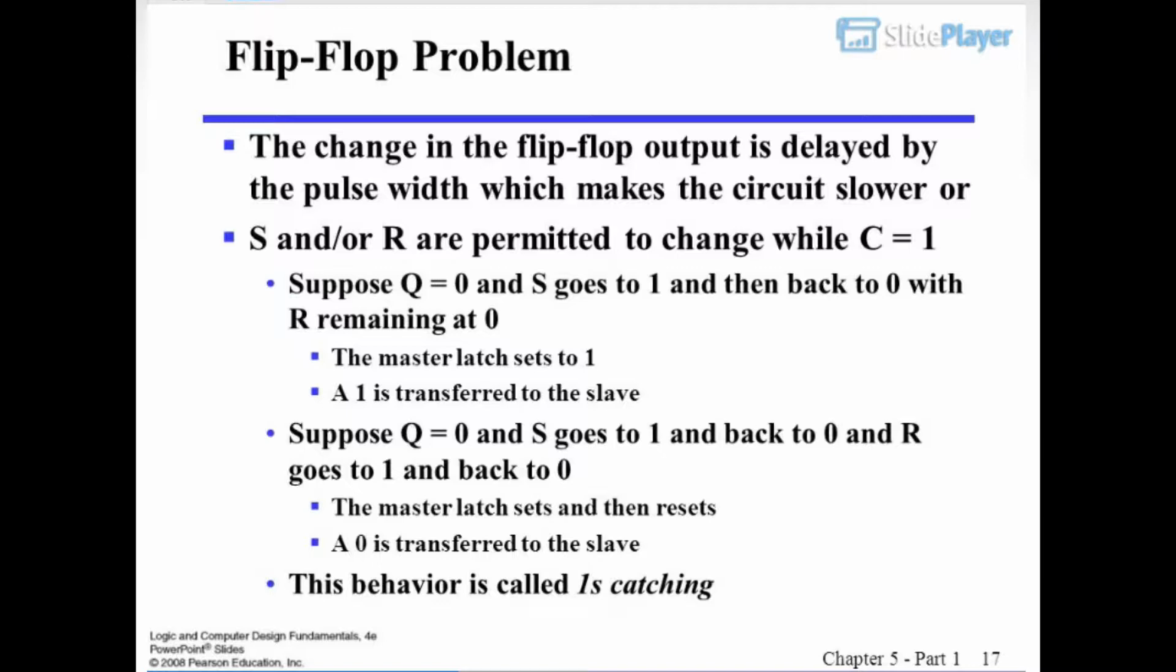Suppose Q equals 0 and S goes to 1 and back to 0, and R goes to 1 and back to 0. The master latch sets and then resets. A 0 is transferred to the slave. This behavior is called ones catching.